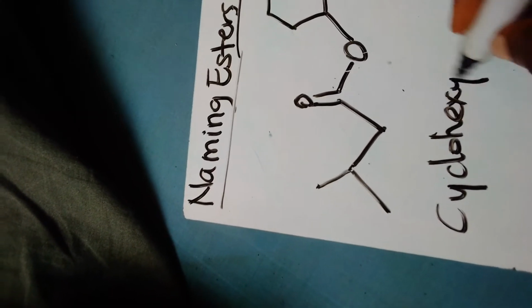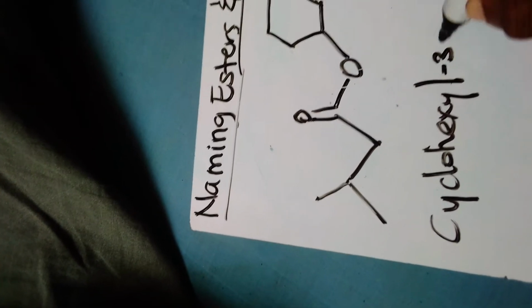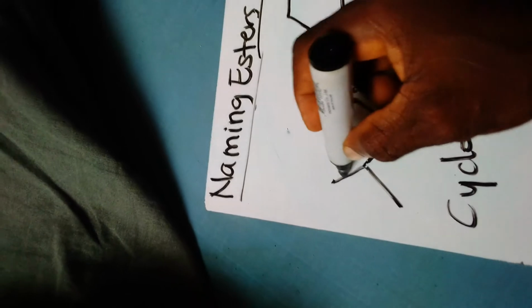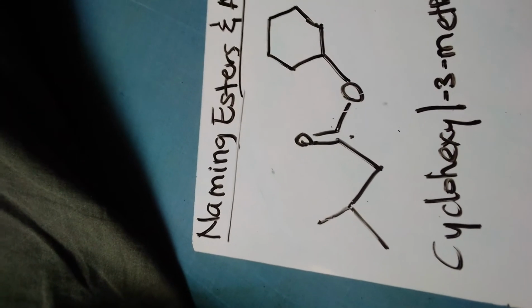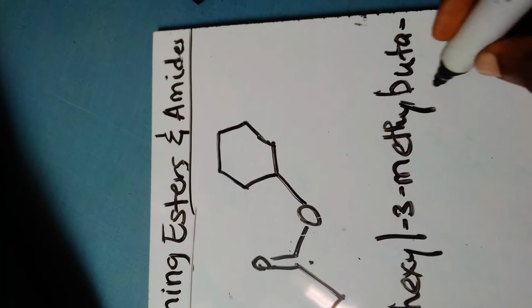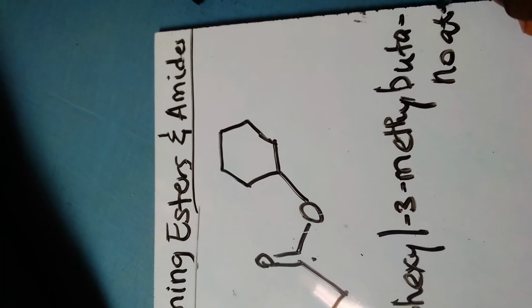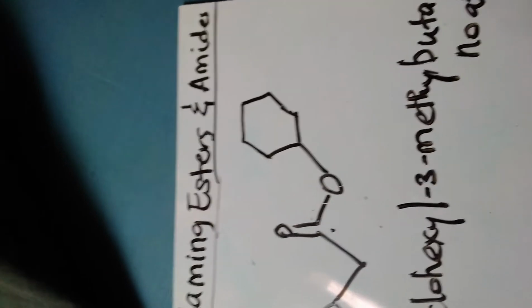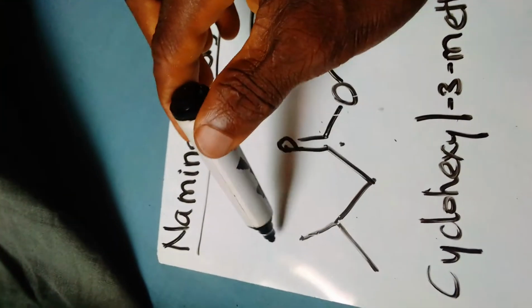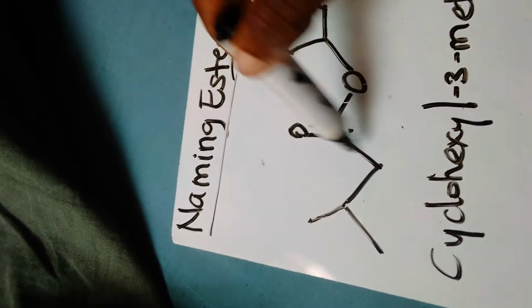So this one becomes cyclohexyl 3-methyl butanoate. Cyclohexyl for the alcohol, then 3-methyl for the substituent, this methyl, then butanoate.